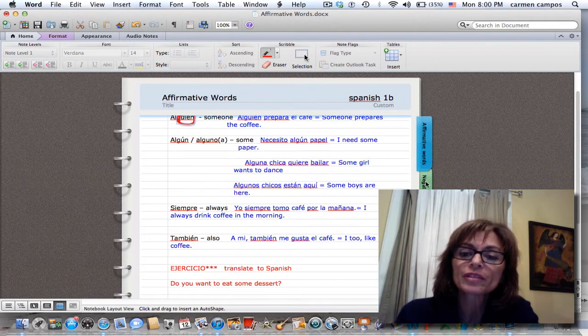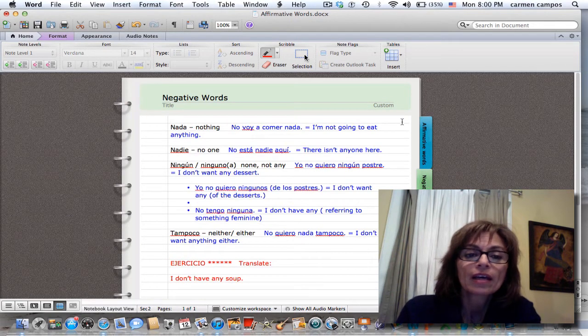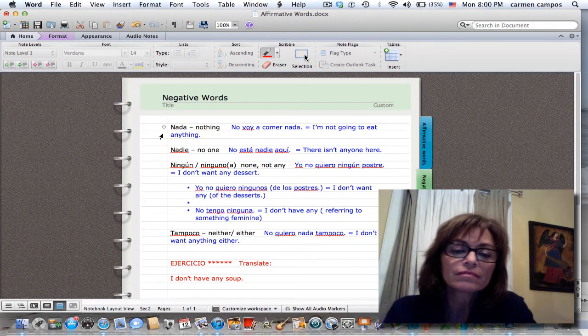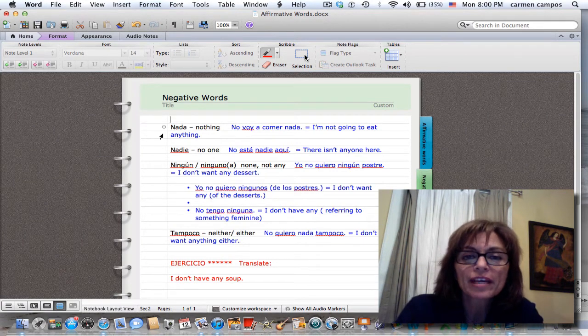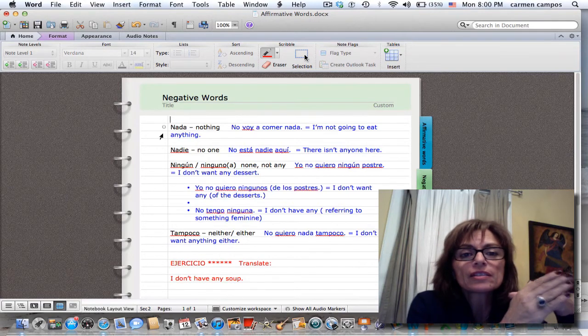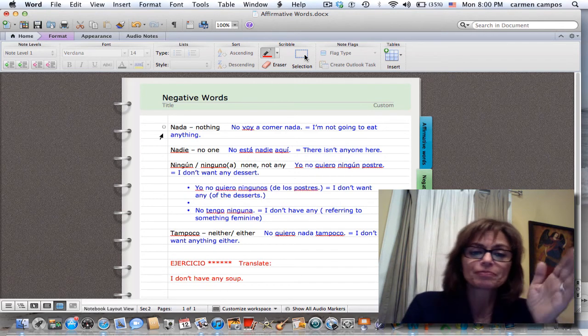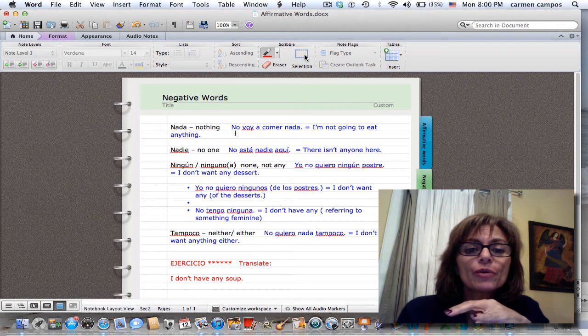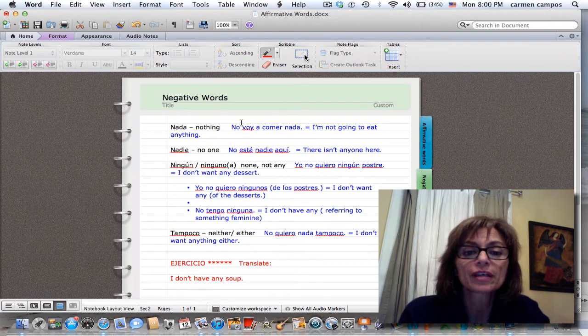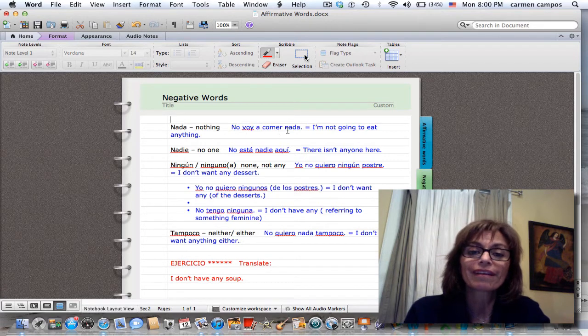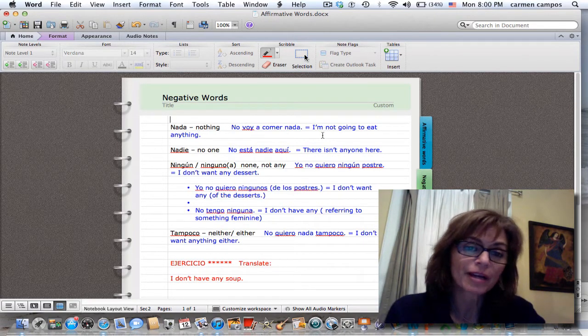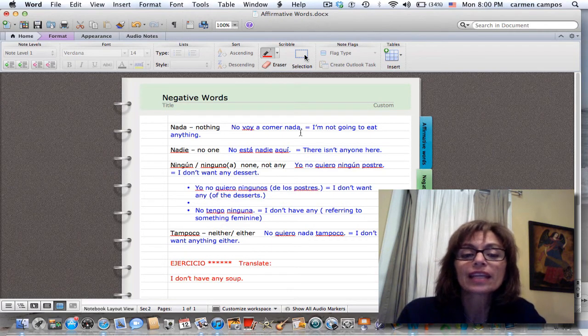But we're going to go on to negative words. Nada. Now here's the interesting thing about negative words, and you've heard this before. In English, we are taught never to use double negatives. But in Spanish, we use them all the time. So whenever we say no, as in not, before the verb, then you use your negative also. You have to have both. No voy a comer nada. I'm not going to eat anything. Notice that we don't translate it, I'm not going to eat nothing.